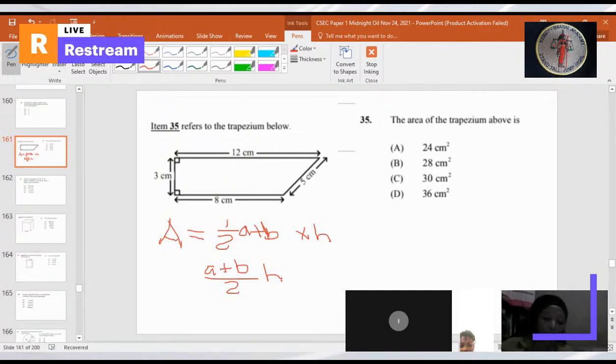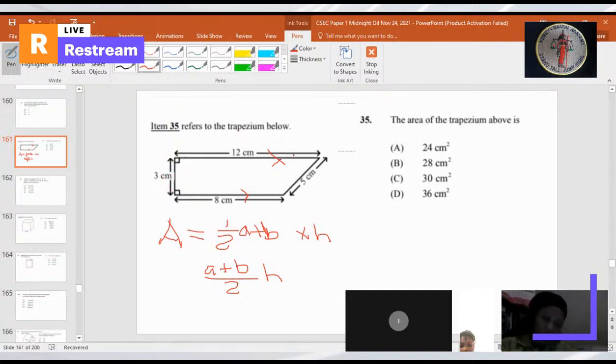The two parallel sides. That's A and B. So here's the trapezium. The two parallel sides are the sides that have the arrows on them. Sometimes you'll see them put an arrow like this. Or we can determine it by the two sides that meet the height at a right angle, the two sides that are perpendicular to the height. So the height would be 3, the distance between the two parallel sides.